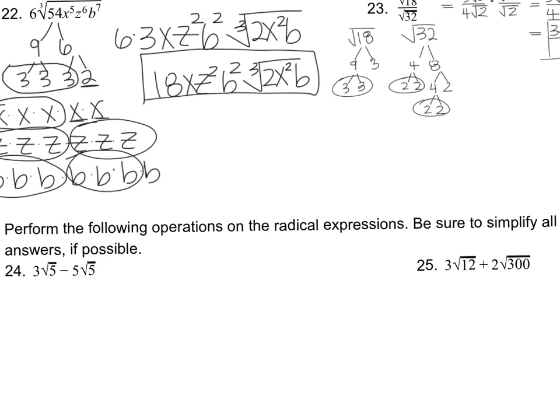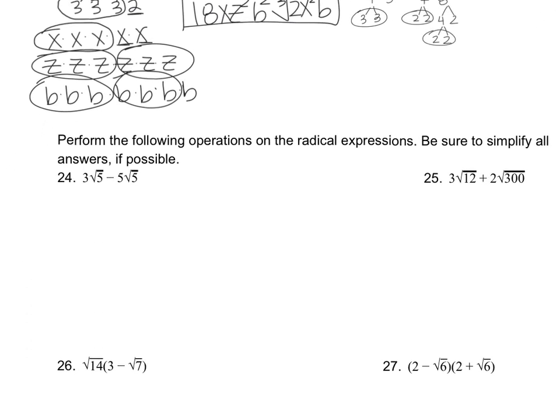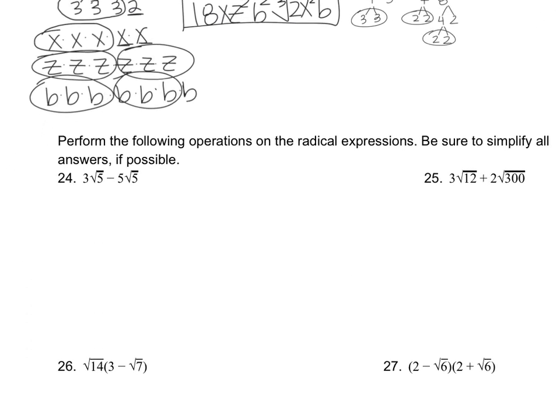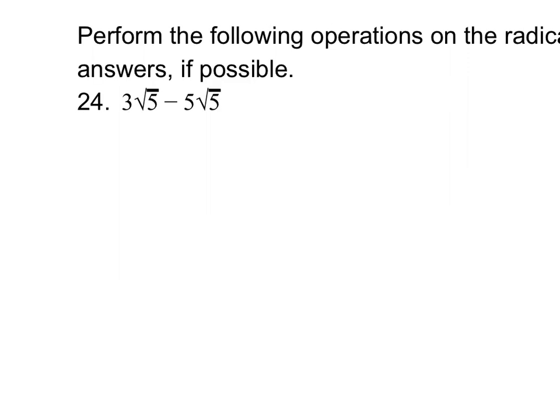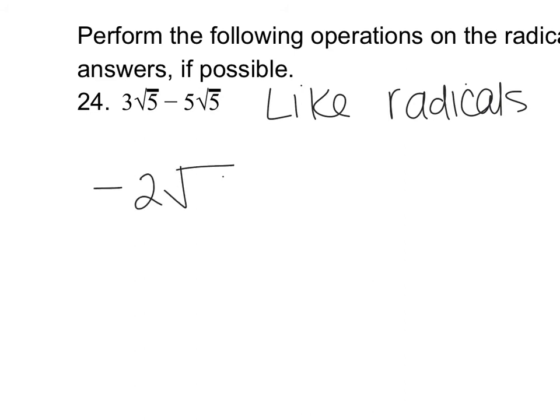The last thing we're going to look at is adding, subtracting, multiplying, and dividing radical expressions. So the first thing we want to do is look at a subtraction problem. So we have 3 square root 5 minus 5 square root 5. In order to add or subtract radicals, you have to make sure you have like radicals. And that means that the value underneath the square root has to be the same. In this case, we have square root 5. So when I subtract like radicals, we subtract the numbers outside. So I want to do 3 minus 5, and we're going to end up with negative 2 square root 5.